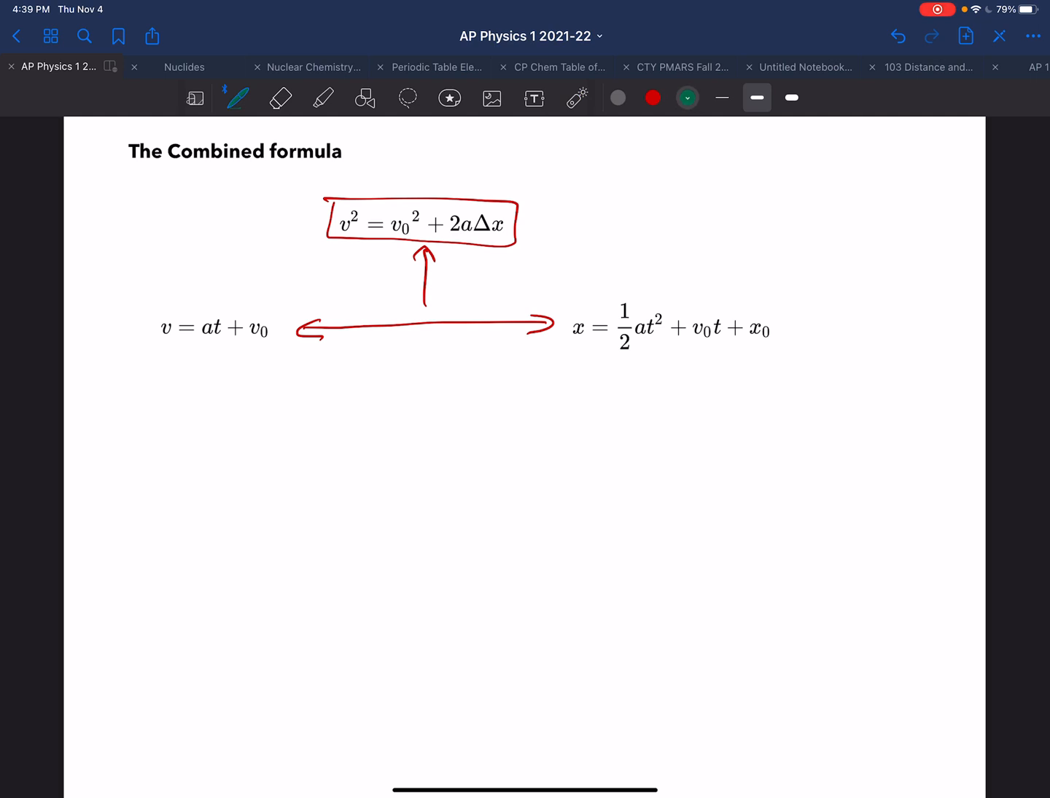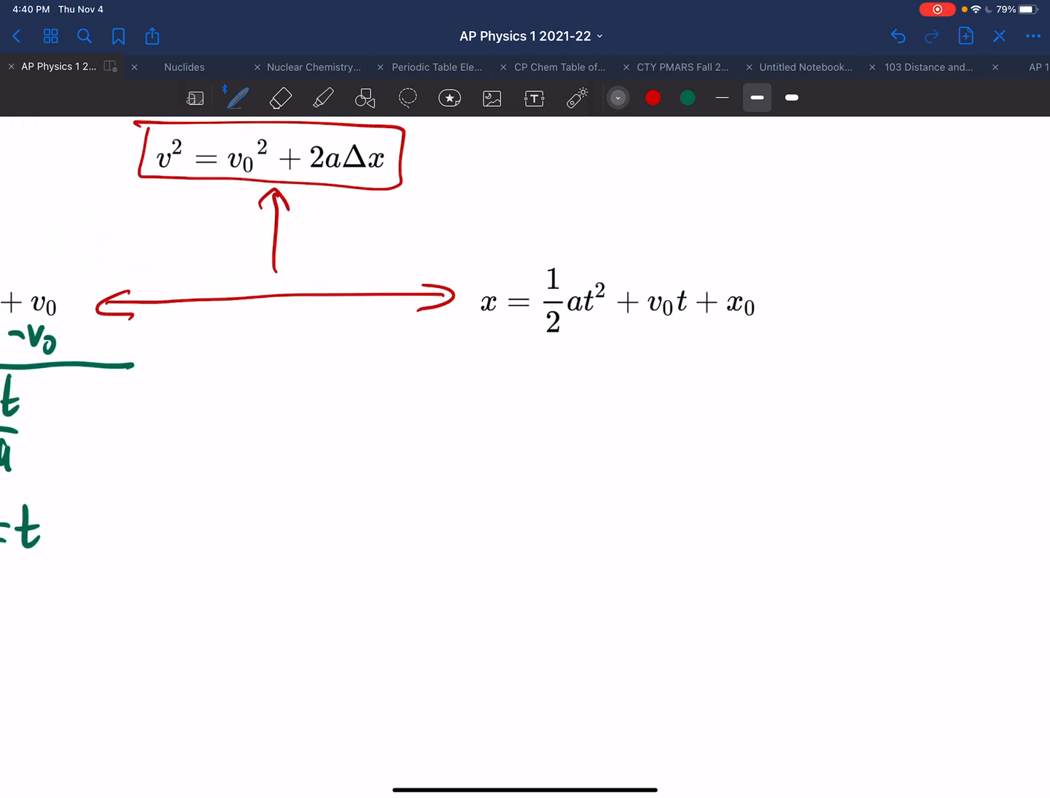So we would begin by subtracting v0 from both sides. So v minus v0 is at. And then to solve for t, we would divide both sides by a, which gives us t equals v minus v0 over a. That's the easy part. Now comes the hard part. We're going to go stepwise here.